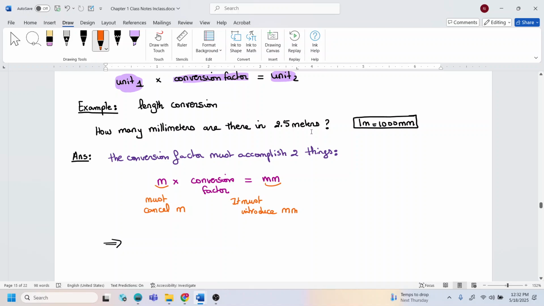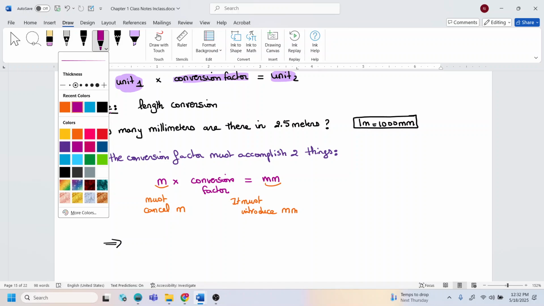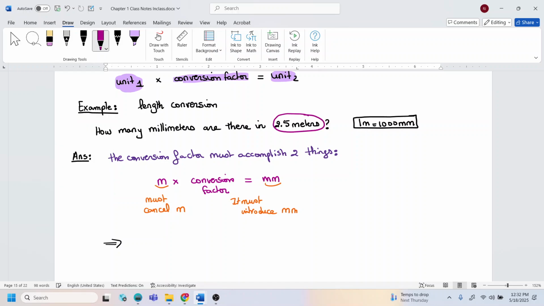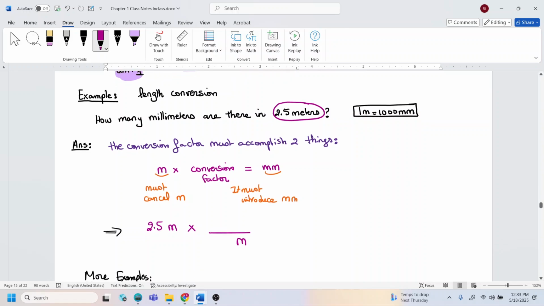Whenever you're working with any problem like this, you always choose what is the given. So the given is 2.5 meters, right? This is your given, so you have to start with it. You always start with the given. So this one is going to be 2.5 meters. I want to multiply it with the conversion factor. The conversion factor must cancel the meter. If I want the conversion factor to cancel the meter, the meter has to be in the denominator, not the numerator.